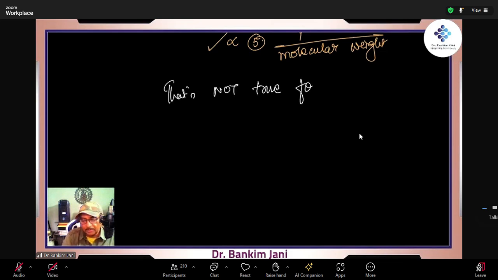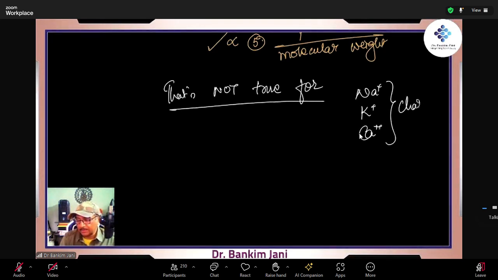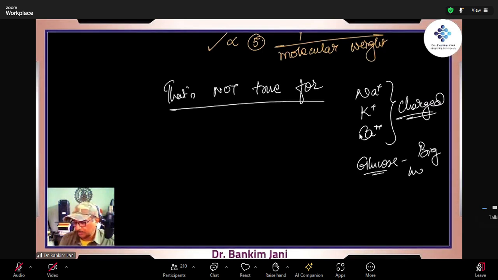It's not true for all, like sodium, potassium, calcium, because they are charged. So they won't be allowed through this easily, right? Very important, glucose. The size of glucose is like a dinosaur. He is a big molecule, so he will not be allowed easily. There has to be a special mechanism.